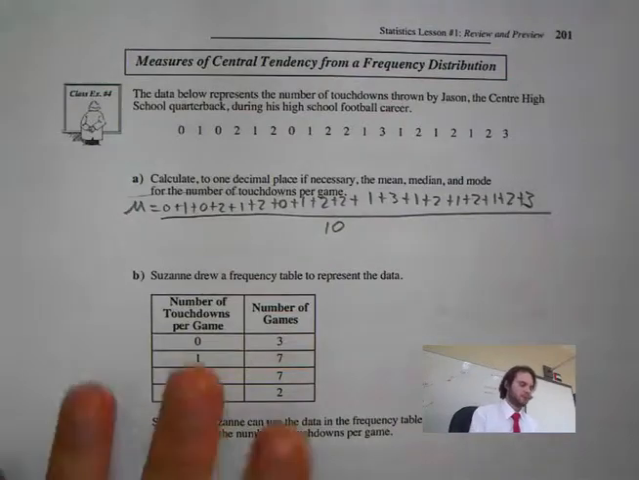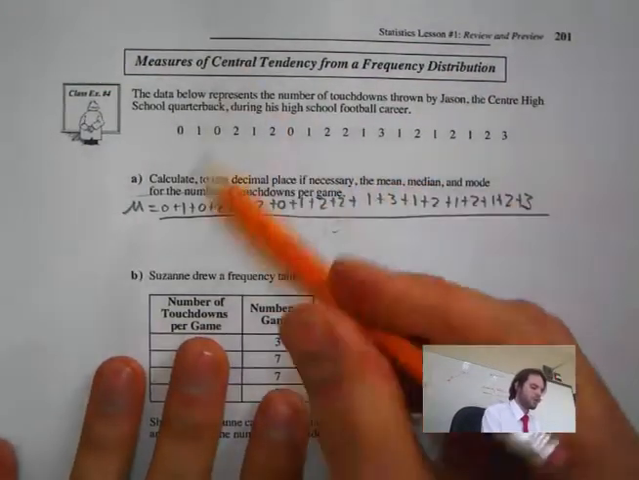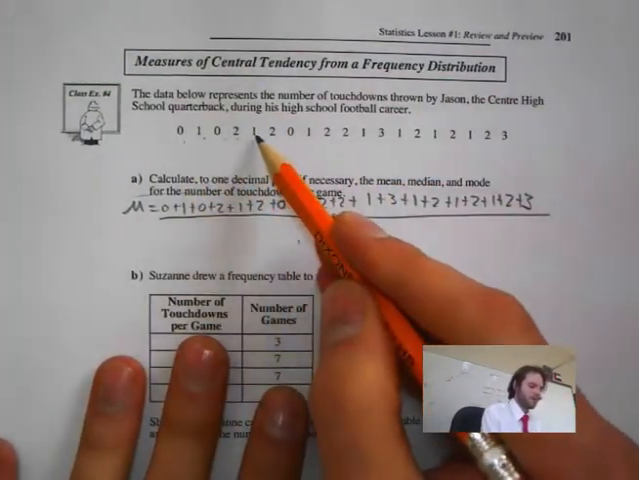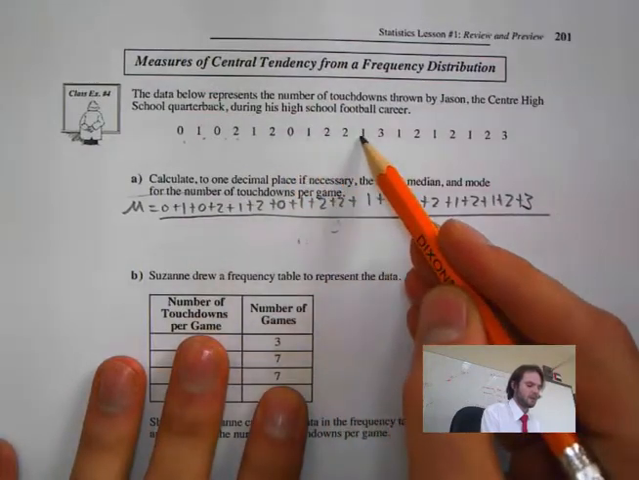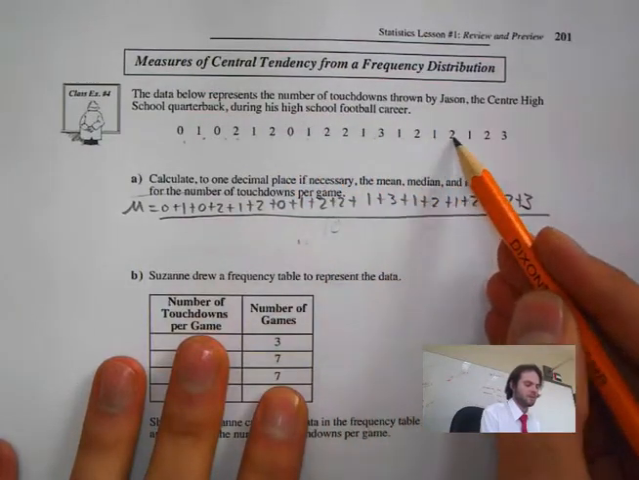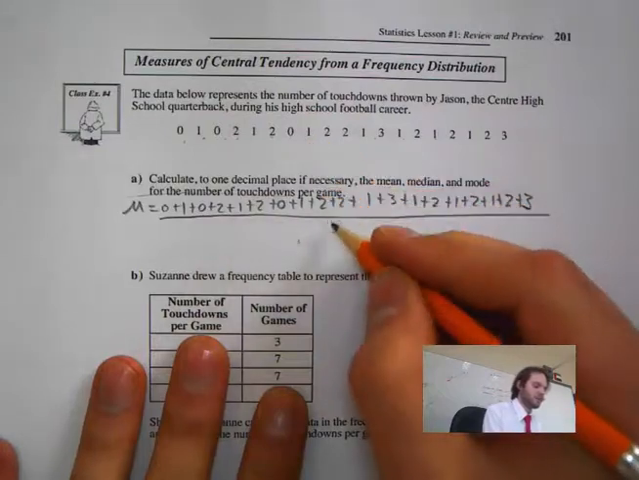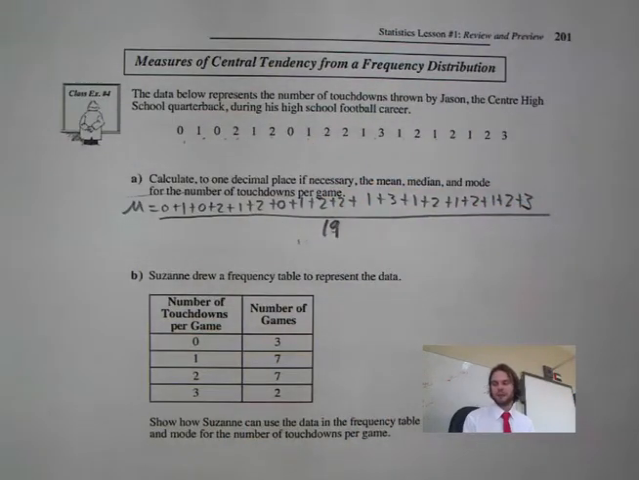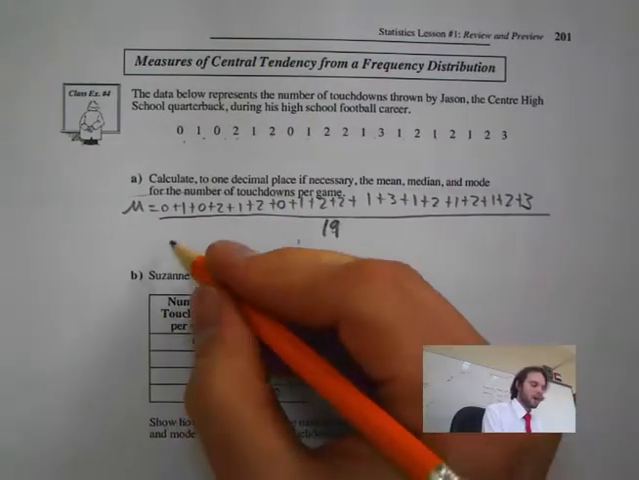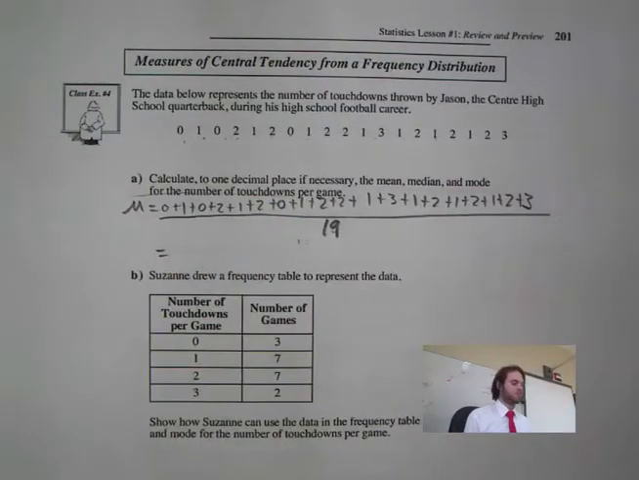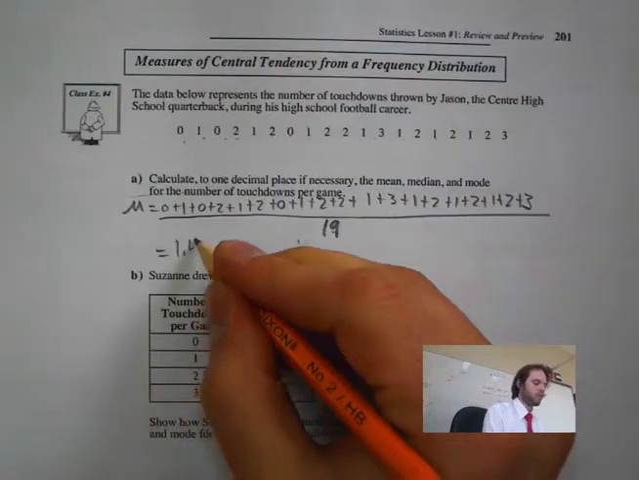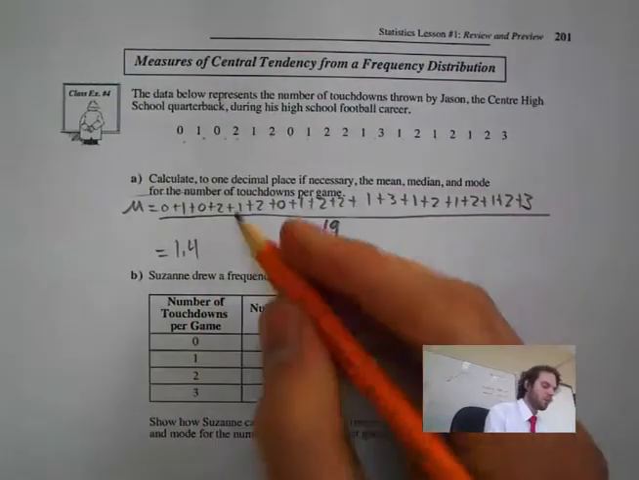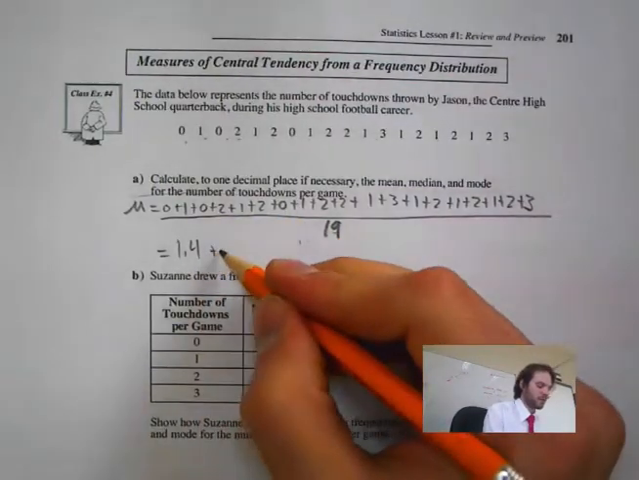How many are there altogether? There's 1, 2, 3, 4, 5, 6, 7, 8, 9, 10, 11, 12, 13, 14, 15, 16, 17, 18, 19. So there's 19, so we divide that by 19. There's 19 games. What am I going to get? I'm going to end up getting 1.4. I'll plug that into my calculator. We get 1.4 touchdowns per game.